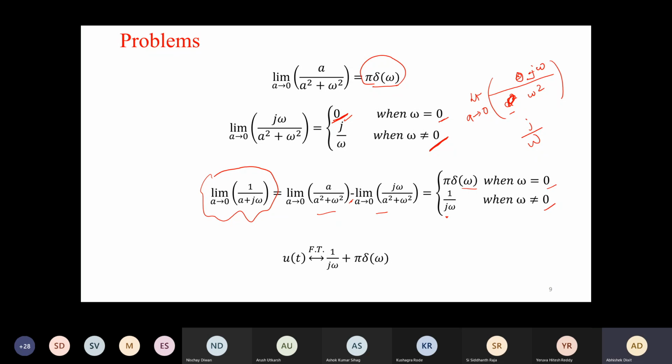Now in your textbook, the answer is given as this, instead of this. And you can see that these two answers differ only at a countable point. Right? So there is no difference in the answers. There's a continuous function which differs only at a single point. So instead of writing this like this, you can also conveniently write it like this. No problem. Okay, so the Fourier transform of u(t) is simply this thing, 1 by j omega plus pi delta omega.